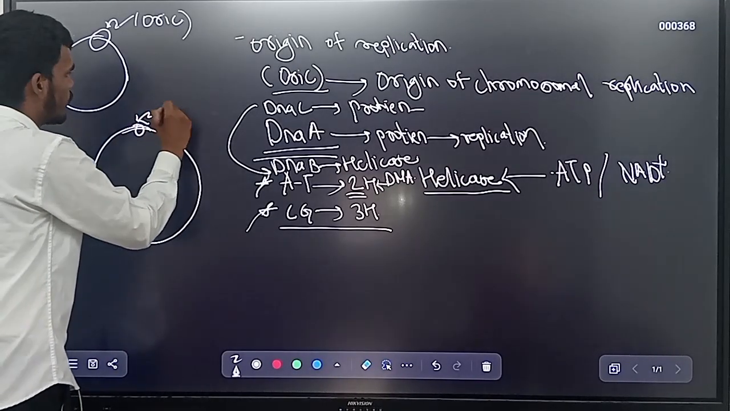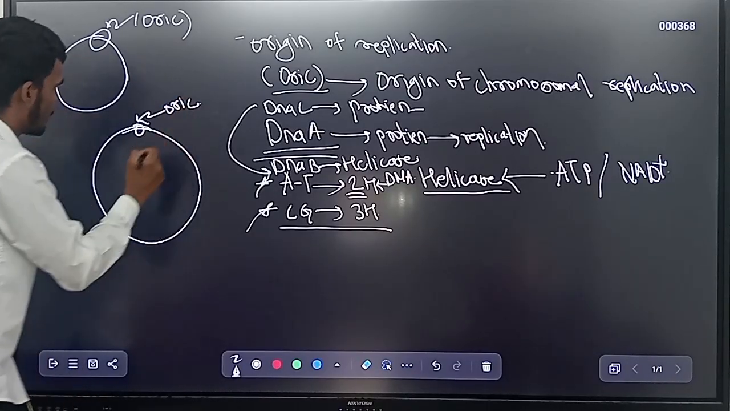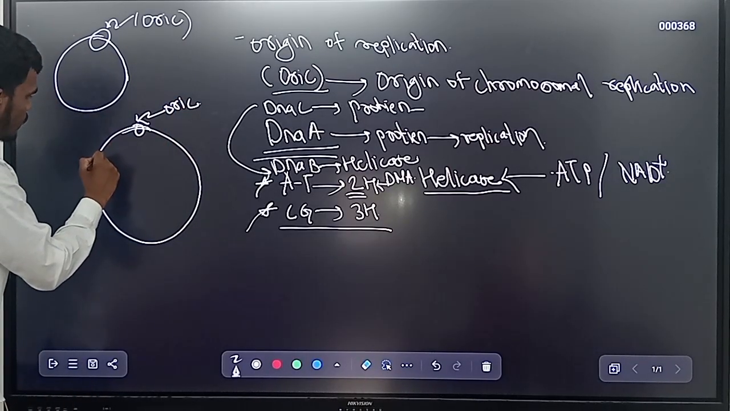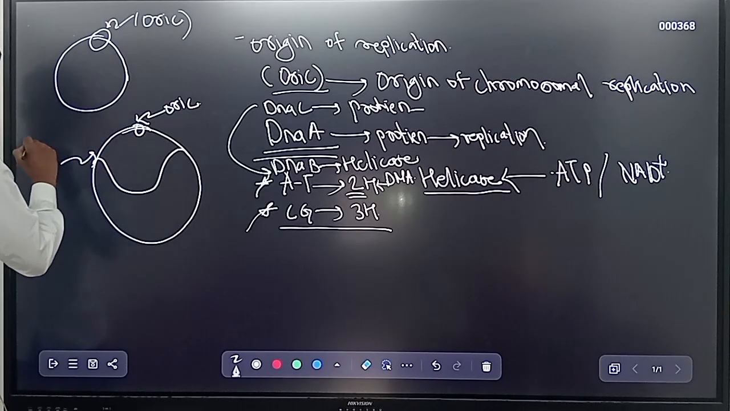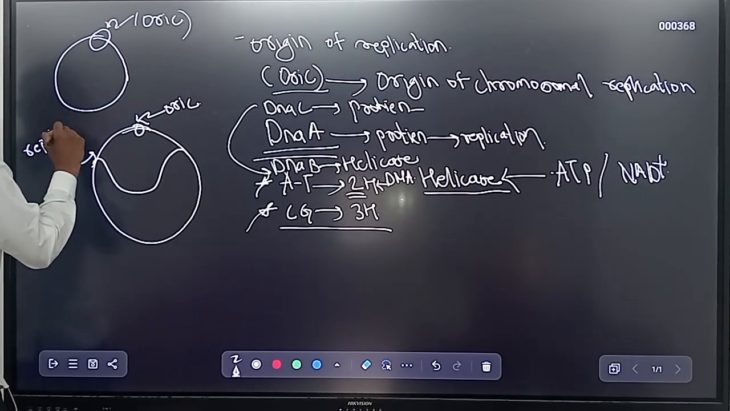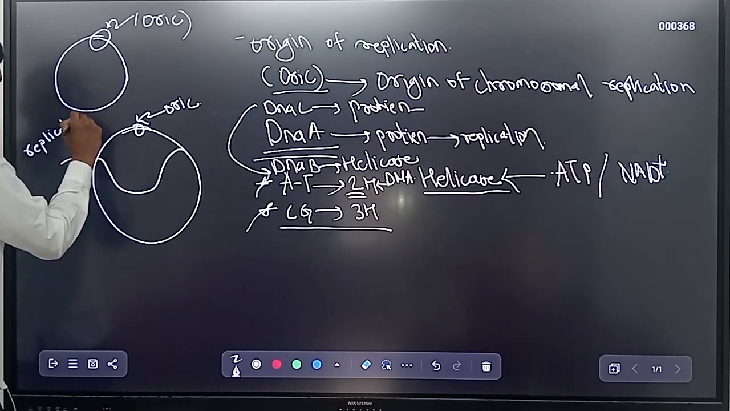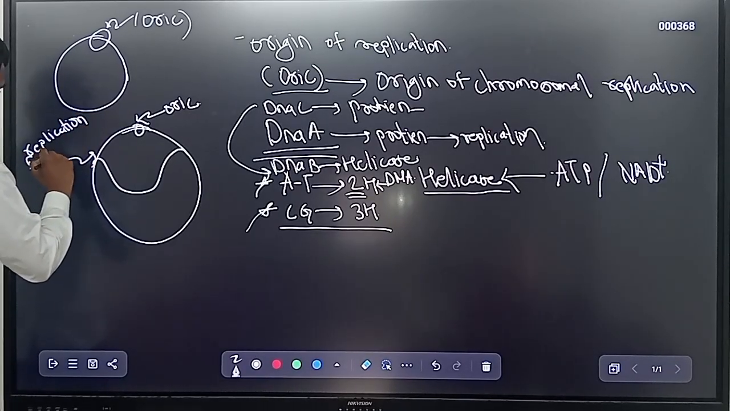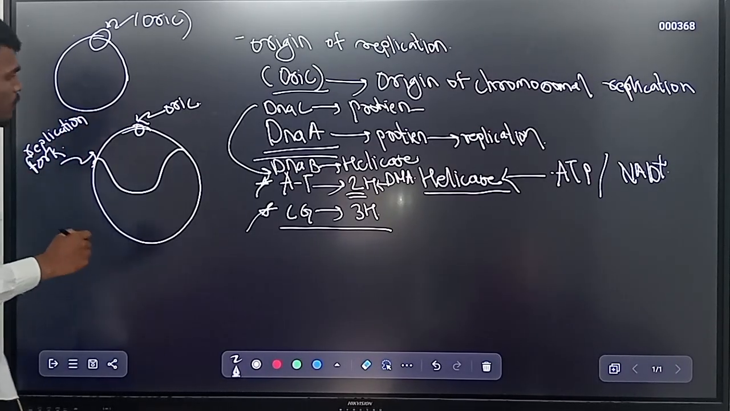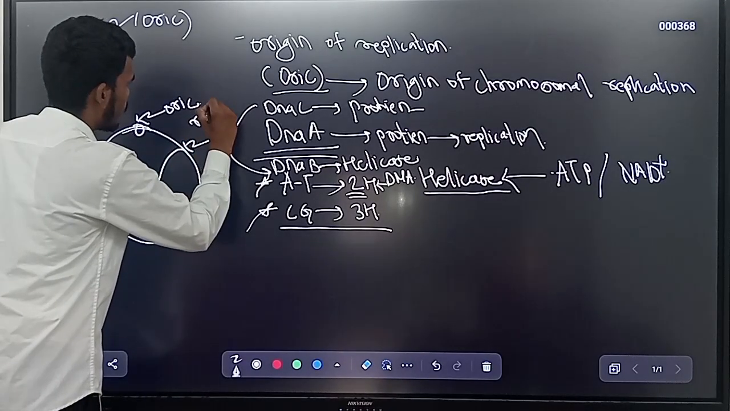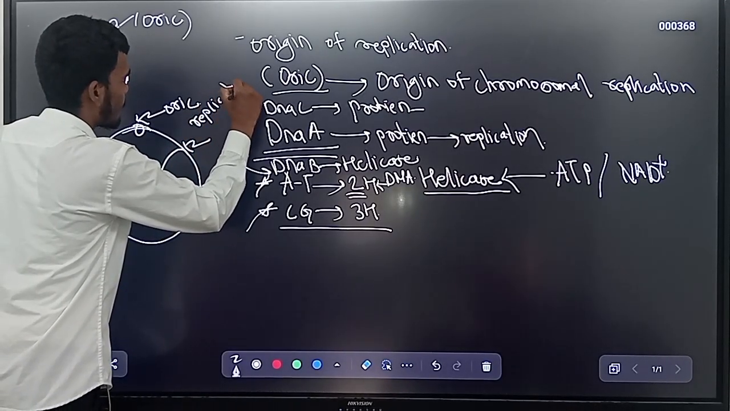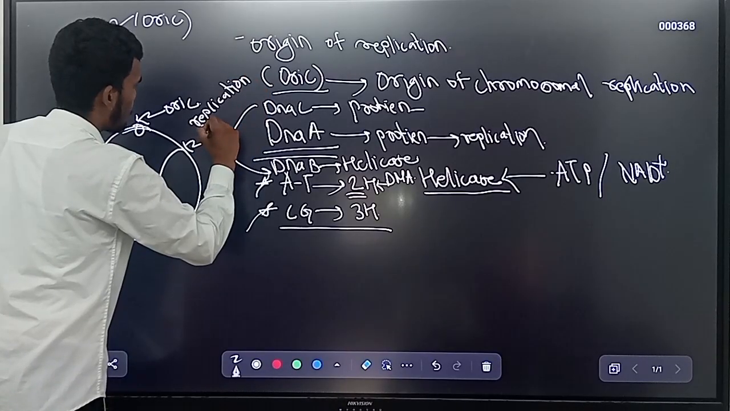So when the origin of replication gets formed, this will form the replisome. The structure containing all these enzymes and proteins, formed along with the holoenzyme DNA polymerase 3, is called the replisome. So why bidirectional?